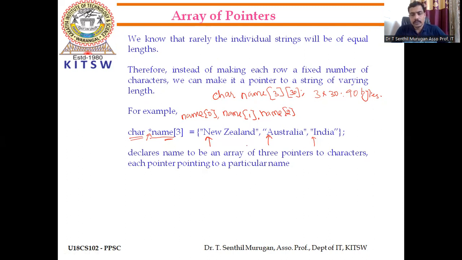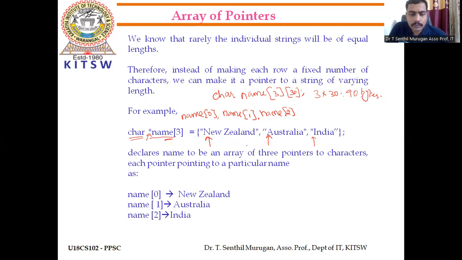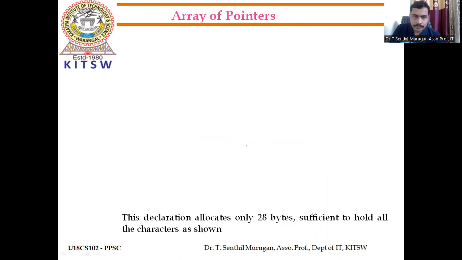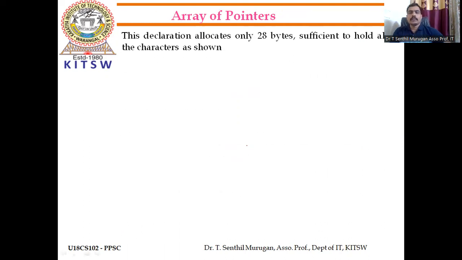So we can declare an array of pointers for representing different strings. As I said, name[0] is pointing to New Zealand, name[1] is pointing to Australia, and name[2] represents India. Like that, 3 pointers are created. We have not mentioned the size of the strings here; we are only creating the pointers, which point to 3 different strings. For example, the declaration allocates only 28 bytes.